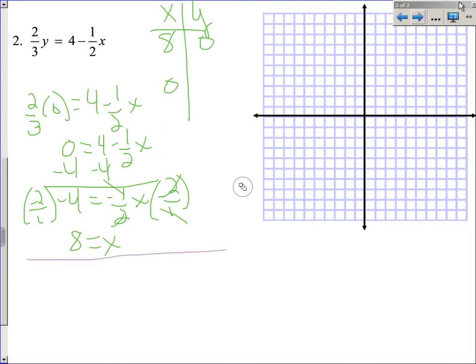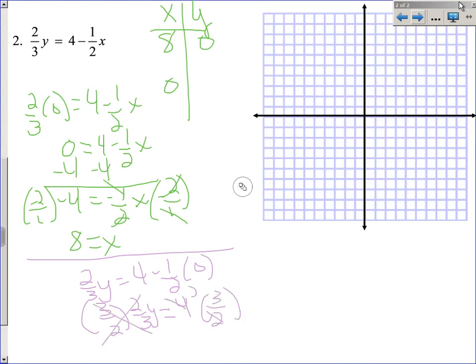So I'm going to have 2/3 y equals 4 minus 1/2 times 0. So 2/3 y equals 4. I'm going to multiply by 3/2, multiply by 3/2. Cancel, cancel. I'm going to cross cancel here. Y equals 6. Let's make sure I did that correctly. And it looks correct.